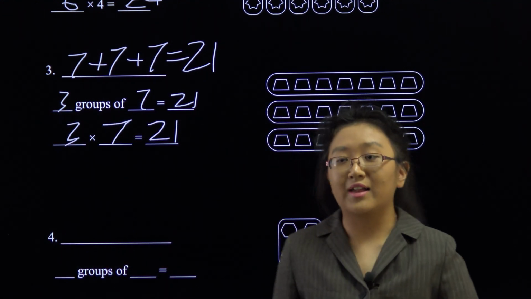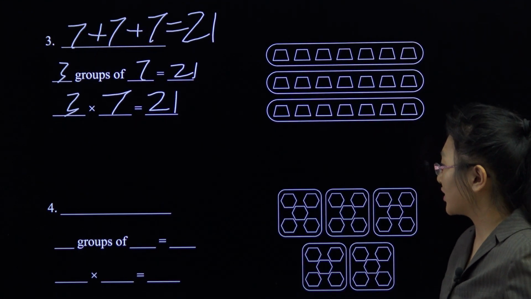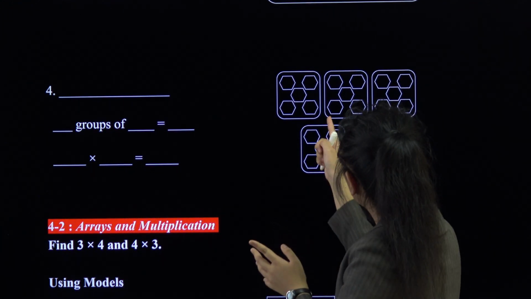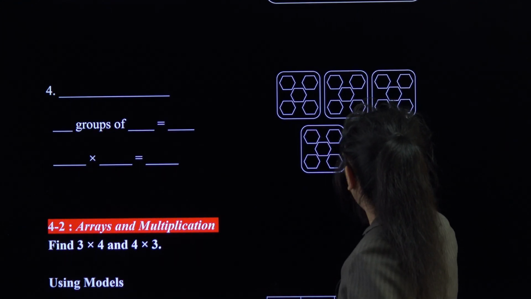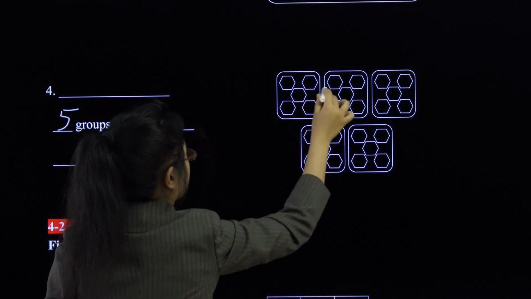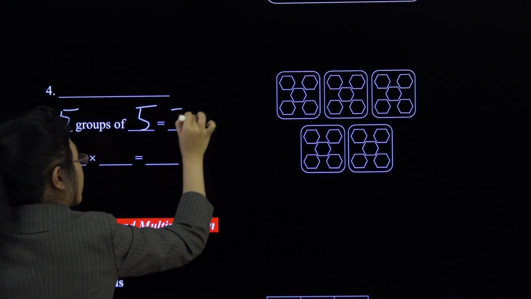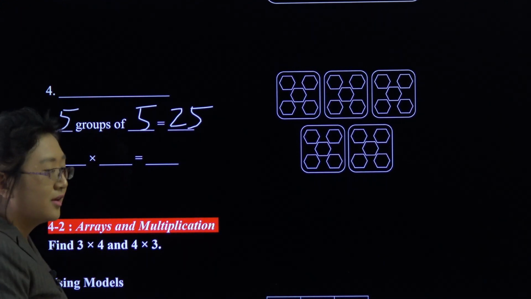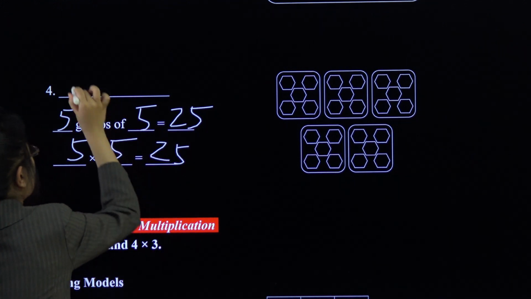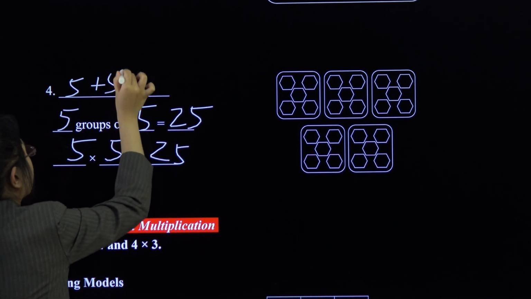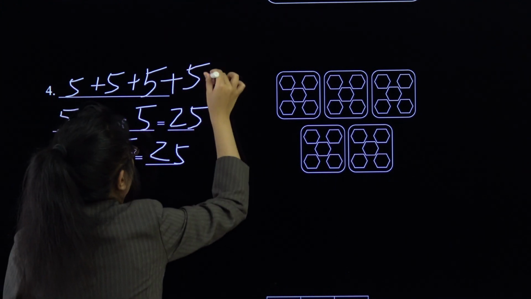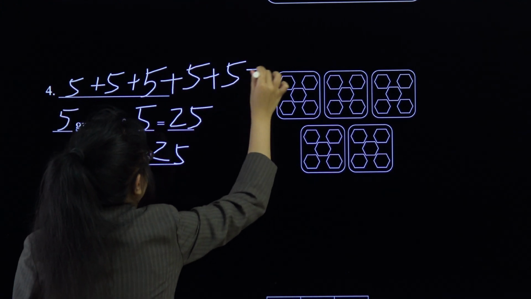Anyhow, moving on to the last question of this section. Remember, guys, you can take a break whenever you want. There's 5 groups of 1, 2, 3, 4, 5. 5 groups of 5 equals 25, by the way, guys. 5 times 5 equals 25. 5 plus 5 equals 10, plus 5, 15, plus 5, 20, plus 5, 25.